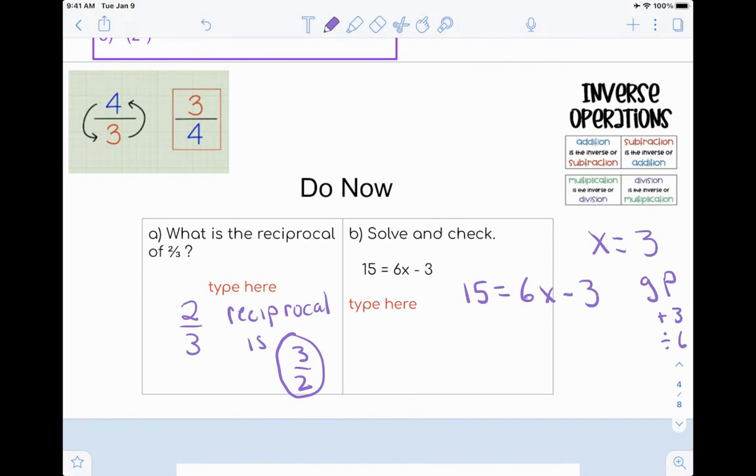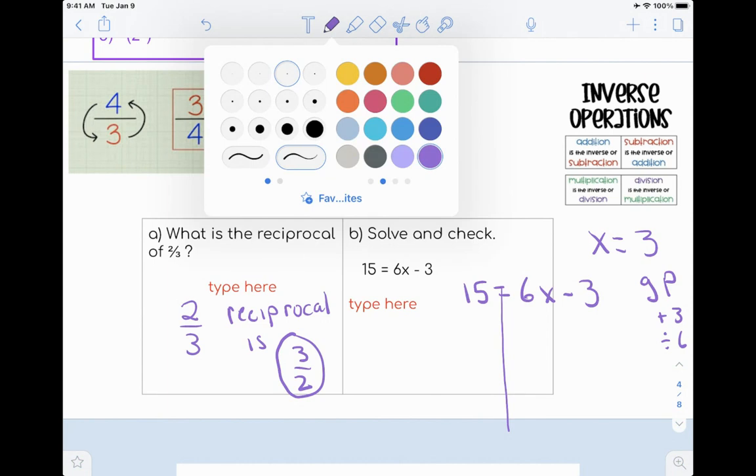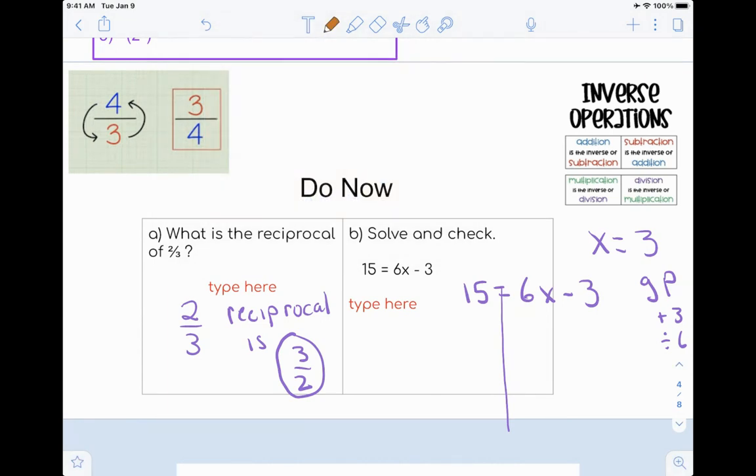So now that I have my game plan down, I draw a line right through the equal sign. And that line splits the equation in half. And it is meant to remind you, whatever you do on one side of the equation, you have to do the same exact thing on the other side. So to undo the subtraction, we're going to add 3 right under here. And we need to do the same on the other side of the equation. So we know that 15 plus 3 is 18.